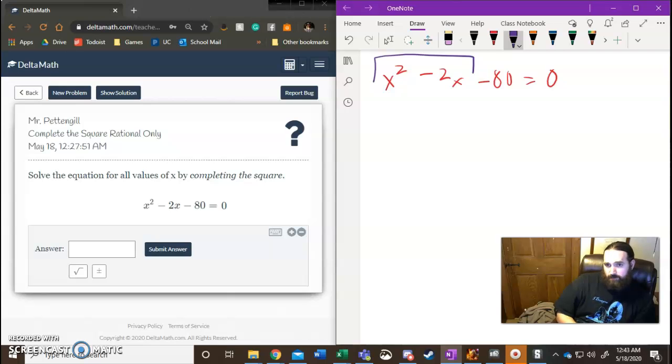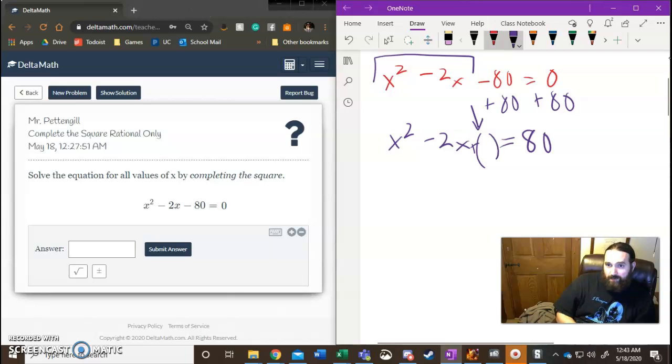To have just that, I want to get rid of this 80. The way I get it out of the way is I toss it on the other side. So I will have x squared minus 2x equals 80. Now I want a number to go here. I want some kind of a number that will go in these parentheses.